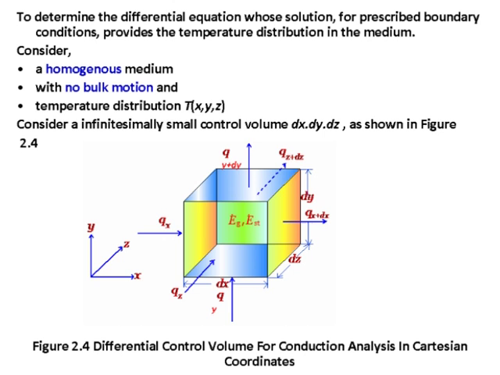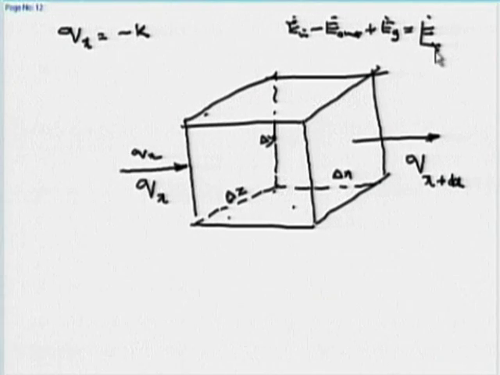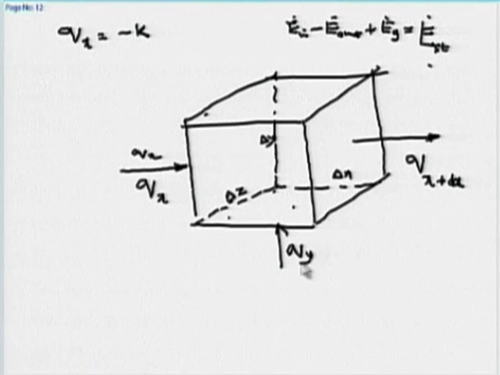So, if you remember, we will get back to the whiteboard. Before writing q x and all, let me rewrite again E dot in minus E dot out plus E dot g is equal to E dot st. Please remember, E dot in minus E dot out plus E dot g equal to E dot st. This is exactly what we are going to do in this derivation. E dot in is going to be q x, q y and q z, and E dot out is going to be q x plus d x, q y plus d y and q z plus d z.